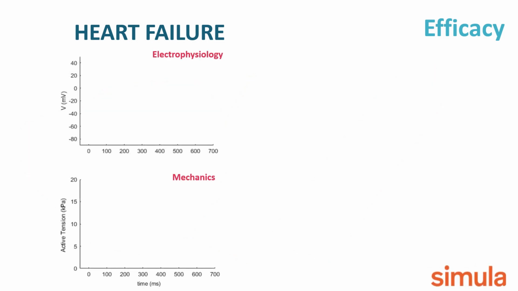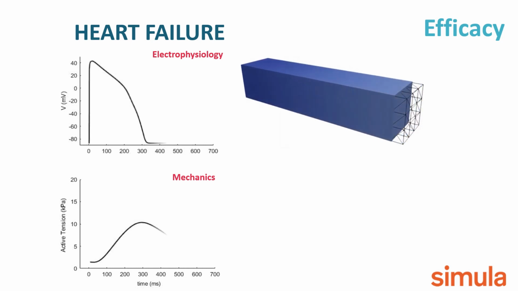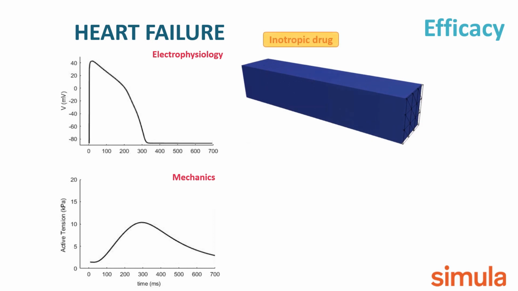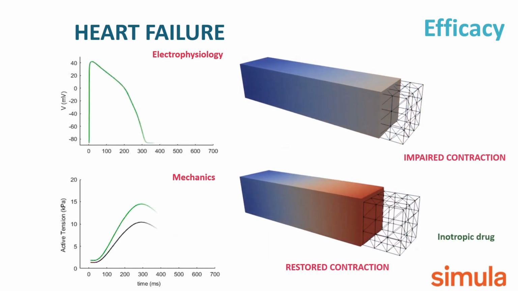Both electrophysiology and mechanics are computed on the wedge, and it shows an impaired activity caused by heart failure-induced remodeling. Inotropic drugs are effective due to their ability to increase contraction, and the lacking effect on electrophysiology could prevent electrical instabilities.